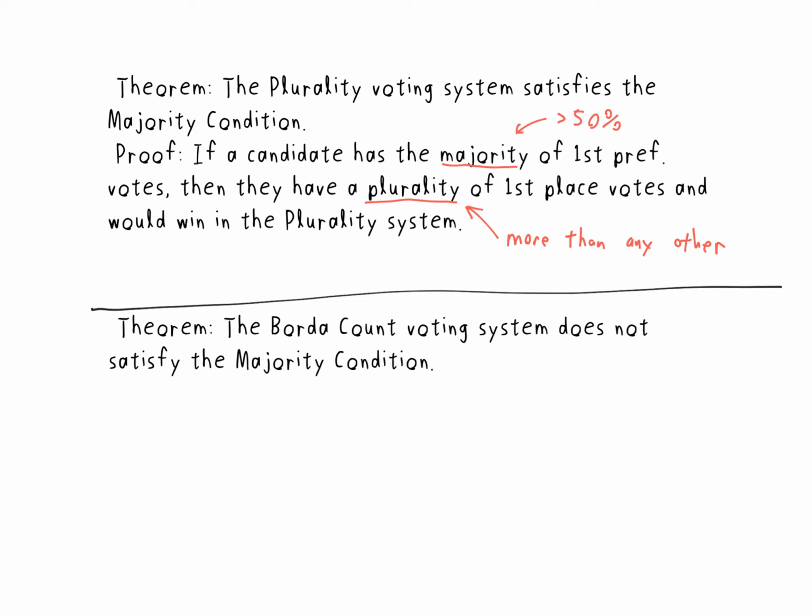Remember that the majority condition says that if a candidate has the majority of first preference votes, that candidate should always win. So I'm just going to show you one example of that not happening in the Borda count voting system. That is, I'll show you a counterexample. So here is a hypothetical preference schedule, and I'll note that candidate A has the majority of first preference votes in this election.